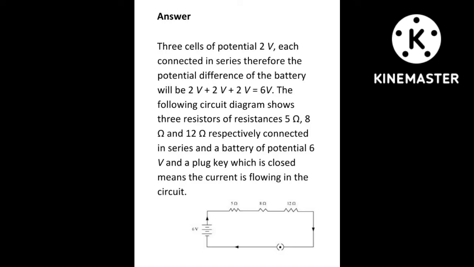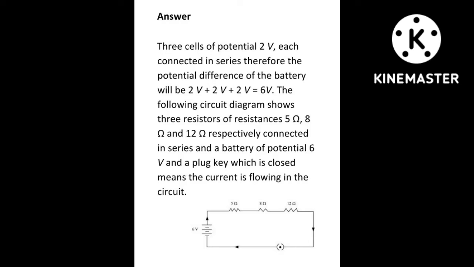So how can we find the potential difference of the battery? That will be the sum of the 3 cells, right? That is V1 plus V2 plus V3. Here we have 2 volt each, so we can calculate the potential difference by adding the 3. That is 2V plus 2V plus 2V, which is equal to 6 volt.